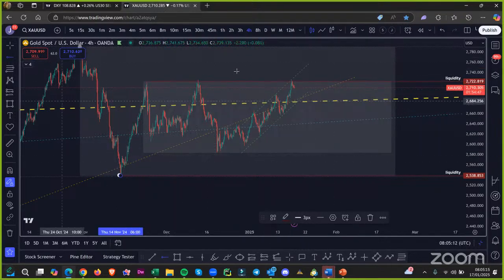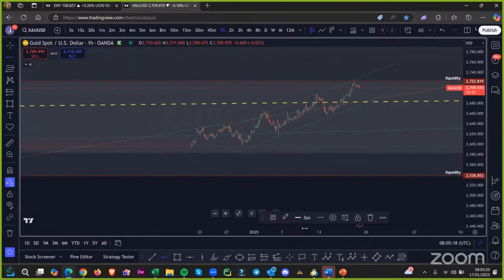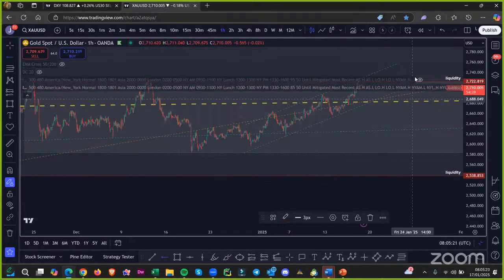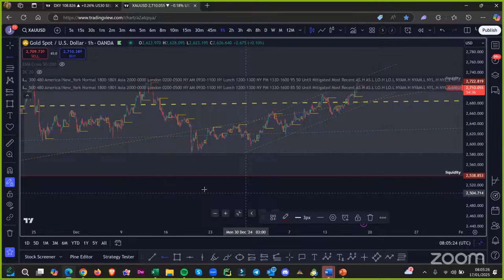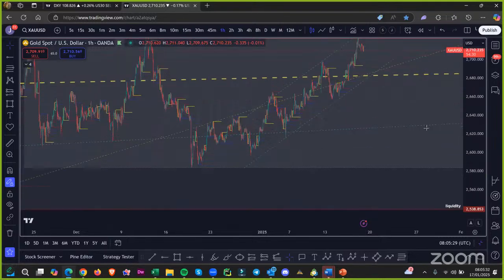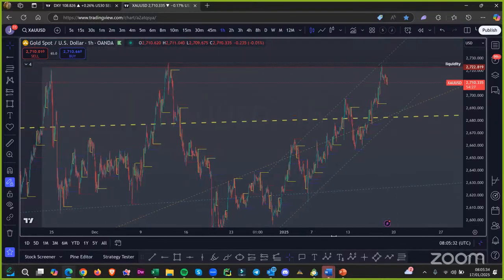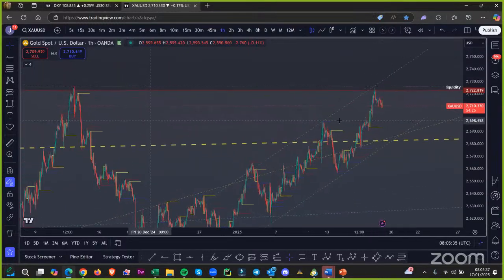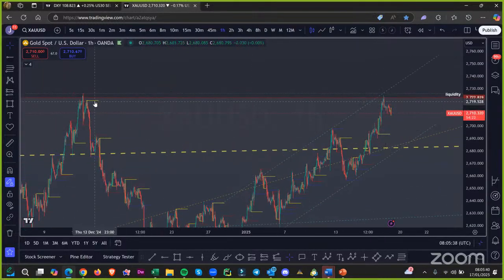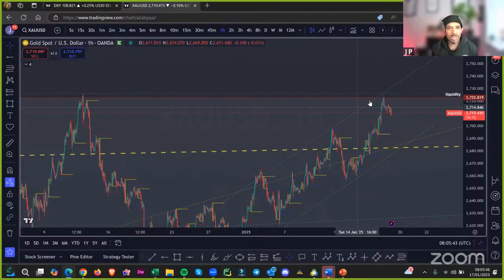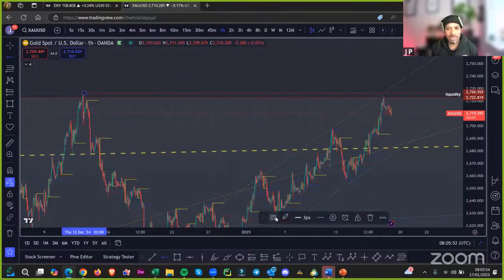Now, we can also understand where we are in regards to session liquidity, all right? So if I put on an indicator here, which is just purely showing me the sessions, we can see over here a New York session high that was taken by this wick. And we can see all the way over here, there's an Asian session high that wasn't quite taken by that push up, which I'm going to mark as liquidity.